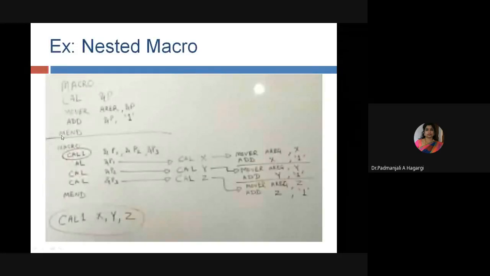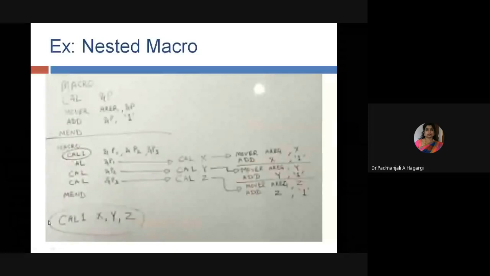Again, a nested macro, how can it be? Another macro I am taking here. Call 1. What is this call 1? It is taking parameters here, 3 parameters I am taking. During the invocation, at call time, I am calling them by x, y and z. These 3 parameters, x, y and z.